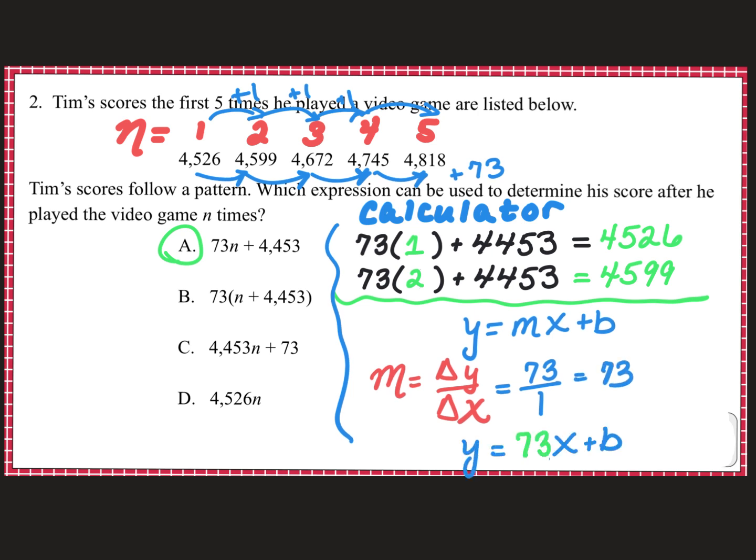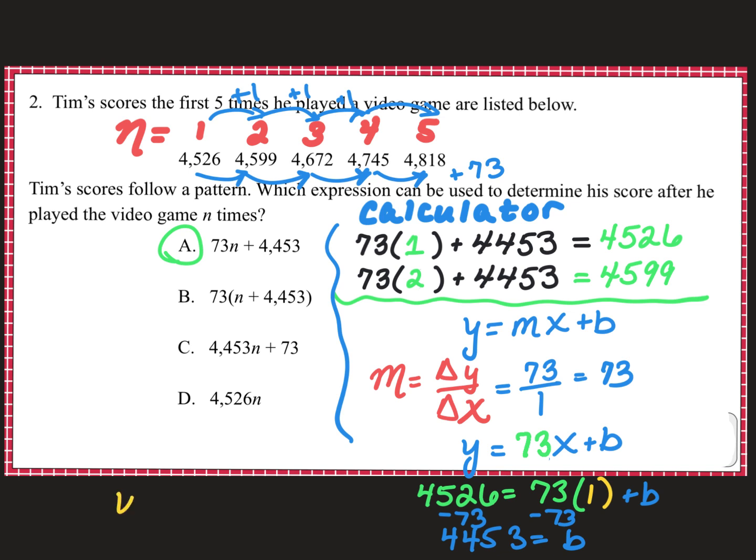So I would just need to find my y-intercept or my b value. So from here, what I do is I pick just one point. I'm going to take the first position in the pattern, and in for y, I plug in 4,526, and in for x, I'm going to substitute 1. And I'm going to solve this equation for b. So 73 times 1 is 73. I'm going to need to subtract 73 from each side, which gives me 4,453 for my b value.